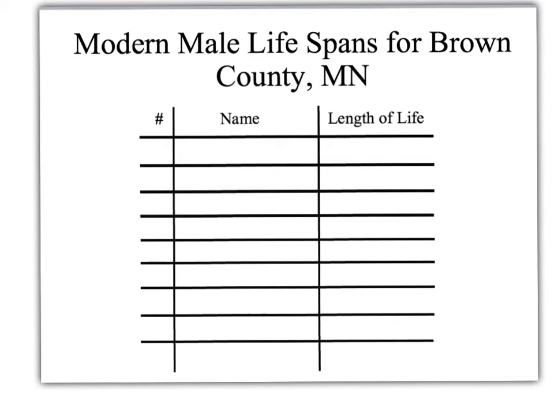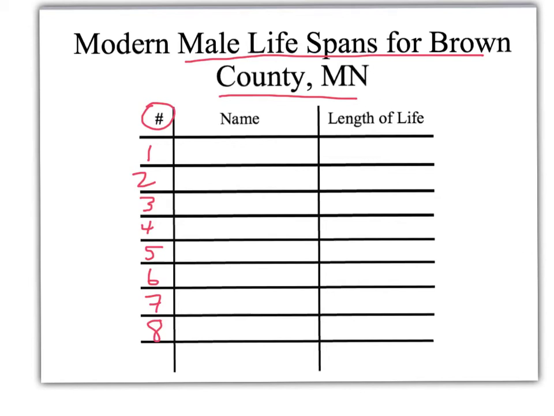This first chart is looking for male lifespans for Brown County. You are going to create one chart just like this with male lifespans for Brown County. I'll talk in a minute about how you're going to get those male lifespans. But you can see by the first column here, we've got number indicated. Each number represents one individual, and we've got 8 rows for individuals.